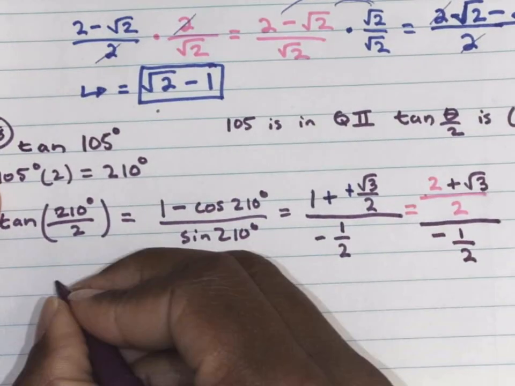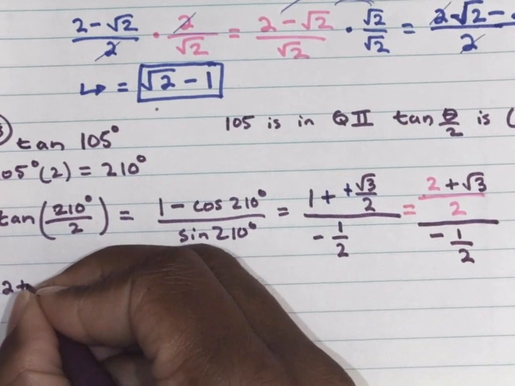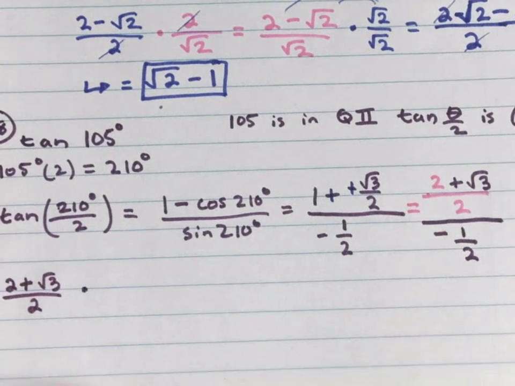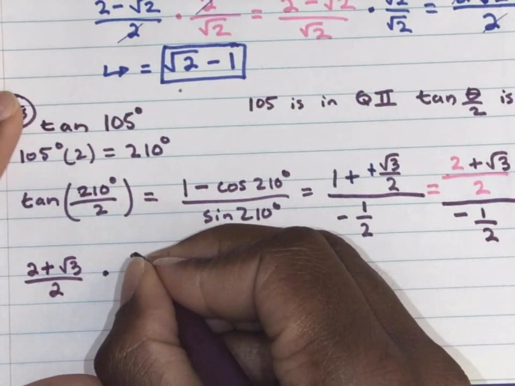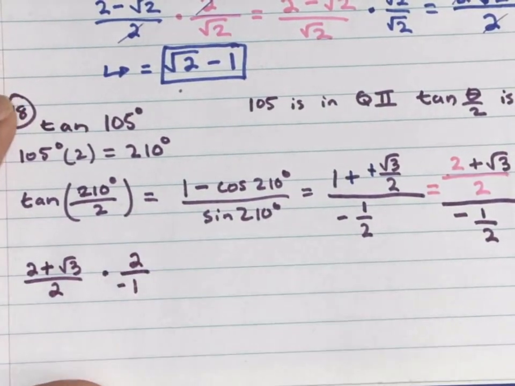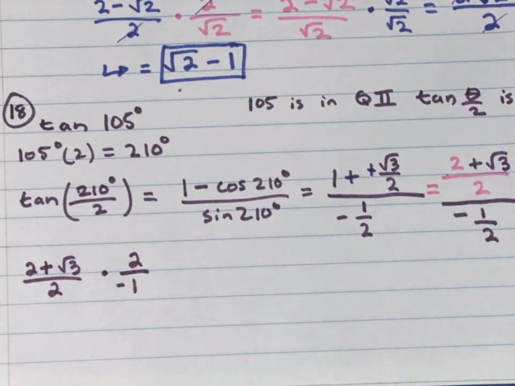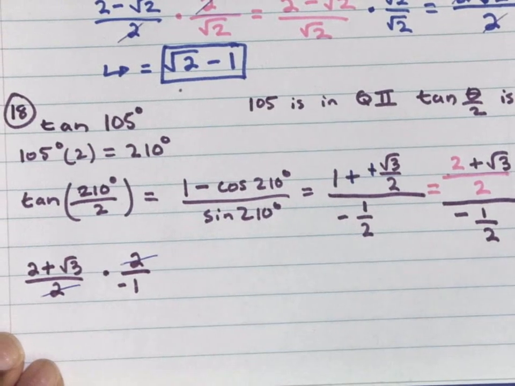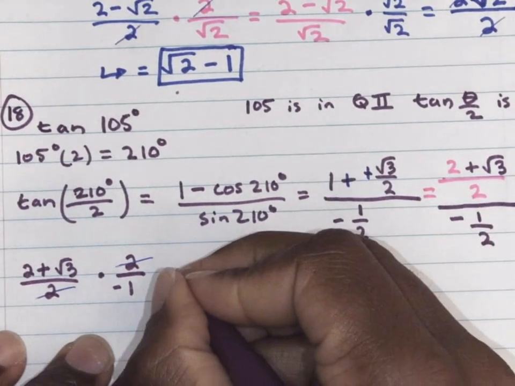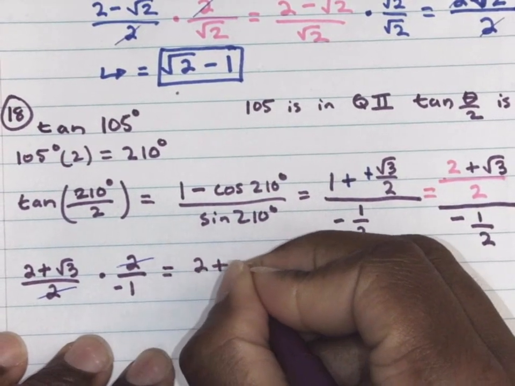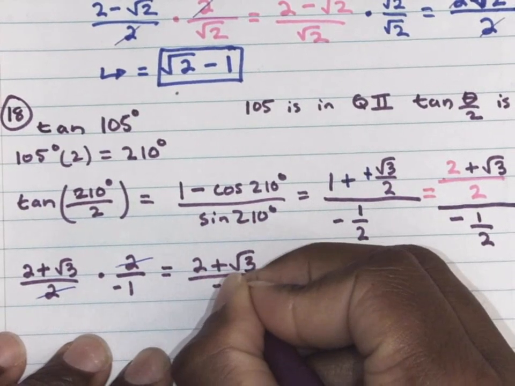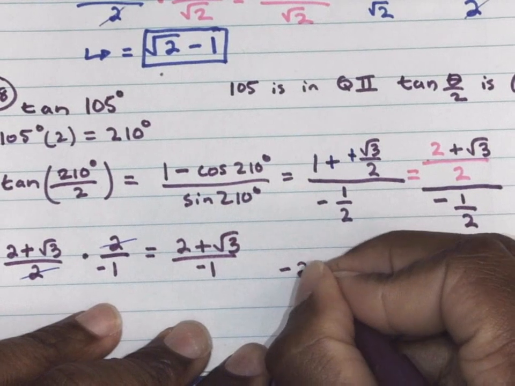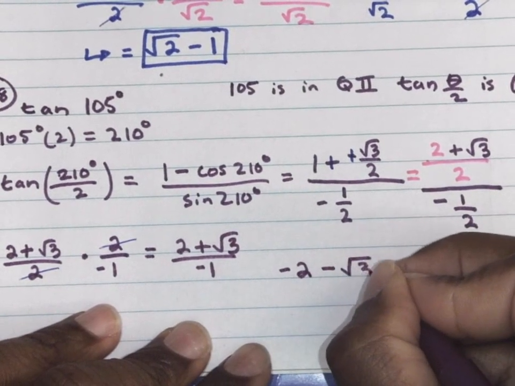I'll keep the top. I'll change the division to multiplication and I'll flip the bottom. The 2's cancel. And I'm left with just negative 1 in the denominator, which basically means we will change the signs. So it'll be negative 2 minus root 3.